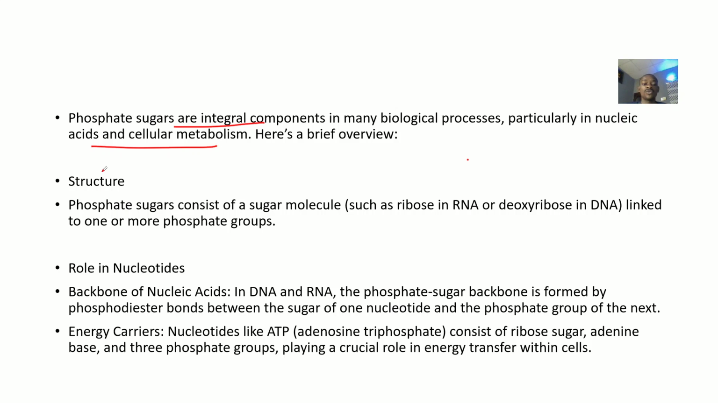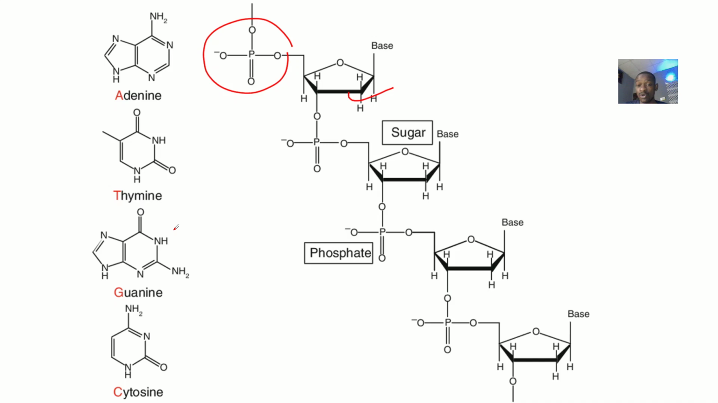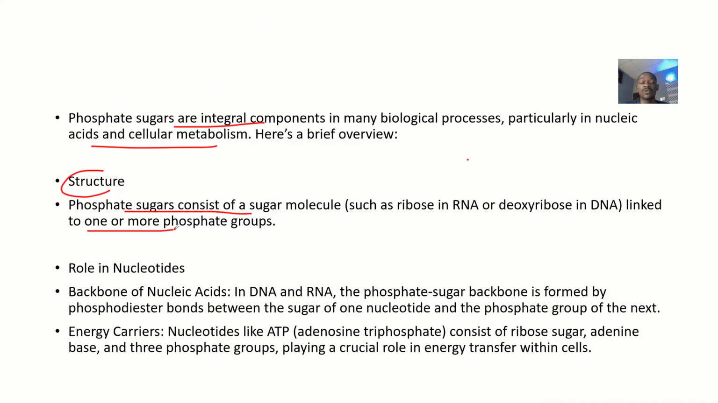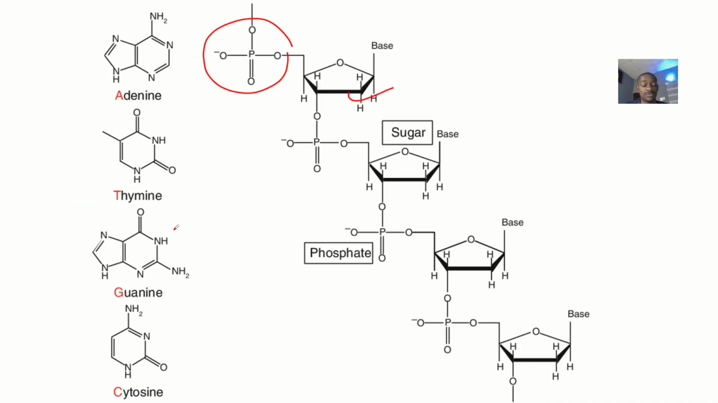Okay. So looking at the structure of a phosphate sugar, phosphate sugars consist of the sugar molecule. It could be ribose in RNA. It could be deoxyribose in DNA. Okay, so that means what? The sugar molecule is now linked to one or more phosphate groups. So simply you are adding the phosphate to sugar.